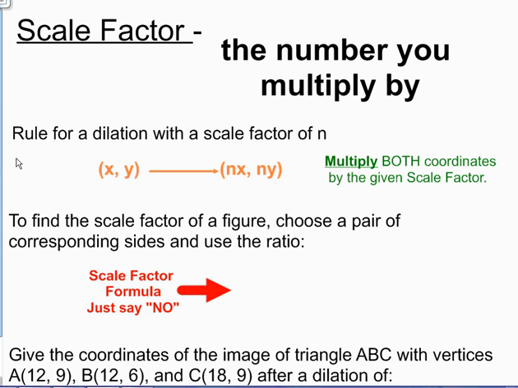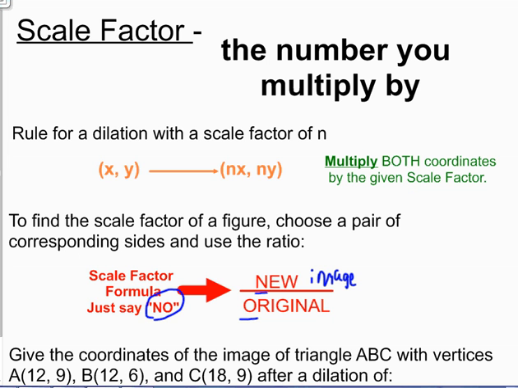All right, so to find the scale factor of a figure, choose a pair of corresponding sides and use the ratio new over original. In your book, they also say image over original. Either way is correct. It's just however you want to use it. They have this good acronym here, KNOW, so you can remember new over original, which makes it very easy to remember.